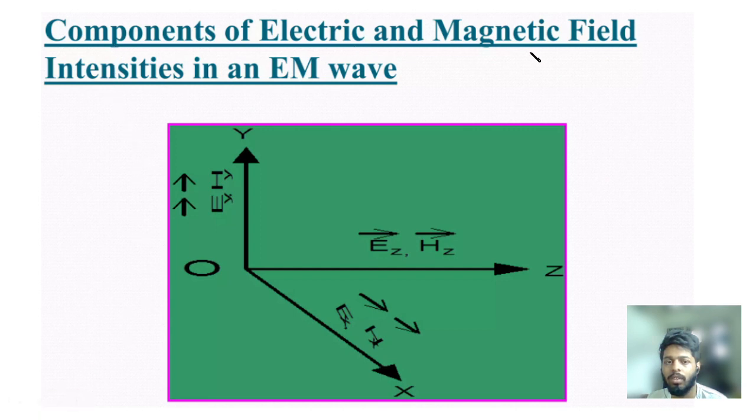The components of electric and magnetic field intensity in EM. Here we can see the basic components in the diagram. In the y-axis, Ey, Hy, in the z-axis, Ez, Hz, and in the x-axis, Ex, Hx.